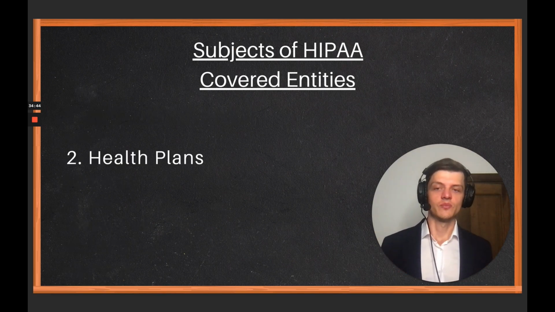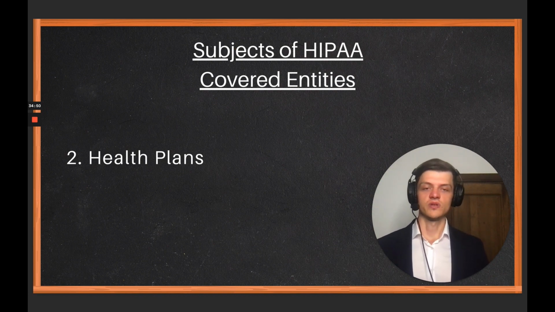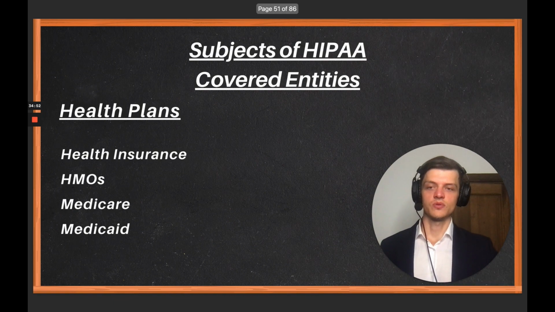The second category of covered entity is health plans. Health plans are usually insurers that provide you with insurance. So the examples would be health insurance, health maintenance organizations, Medicare and Medicaid.